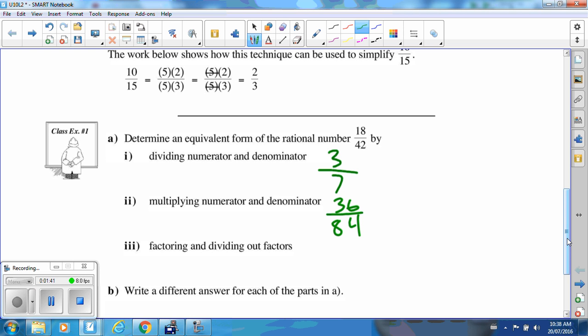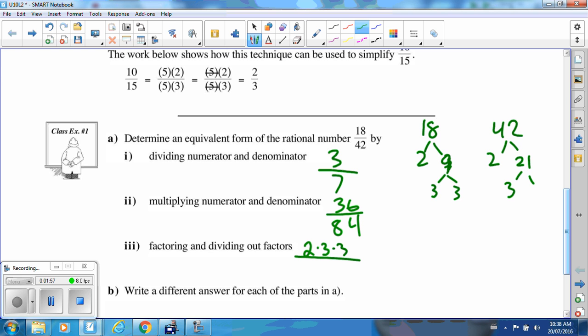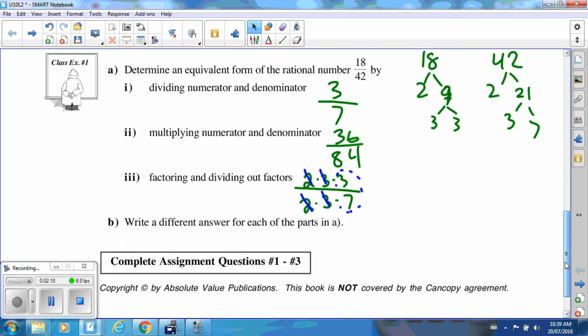Or I can factor it. So 18 is really 2 times 3 times 3. You could do that with a factor tree like this. 2 times 9, sorry, and then 9 breaks into 3 by 3. 42 is 2 by 21, which is 3 by 7. So this is 2 by 3 by 7. And now I can just cancel out. Boop, boop, boop. And so 3/7 is my final answer.